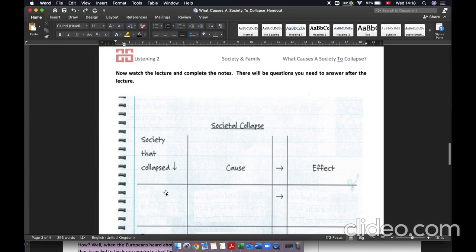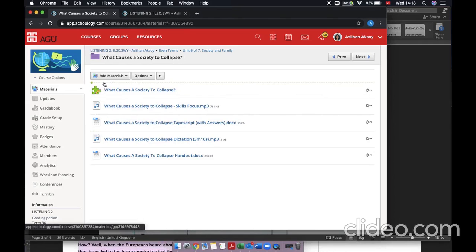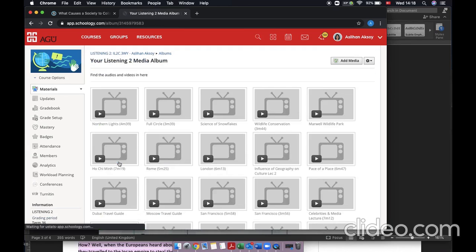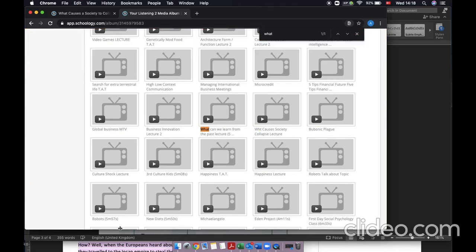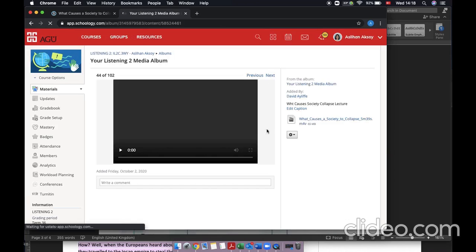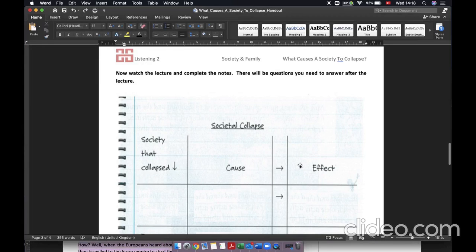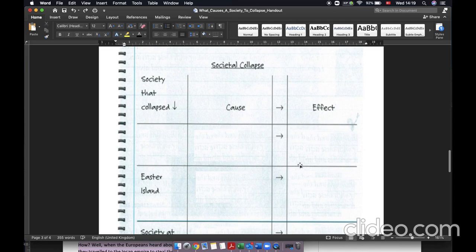After you complete this, here we have a table in order to take notes when you are watching the lecture. You need to go to the albums here, and you will find the lecture video among these albums. Okay, here, what causes a society to collapse? You need to download this video lecture, watch and take notes at the same time. So here is a template for you to take notes.